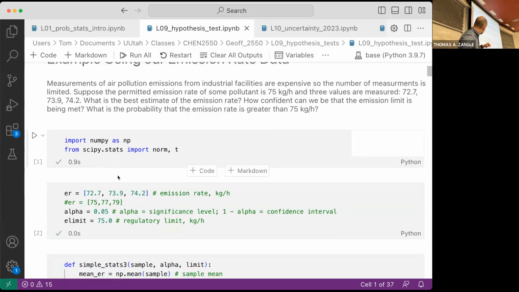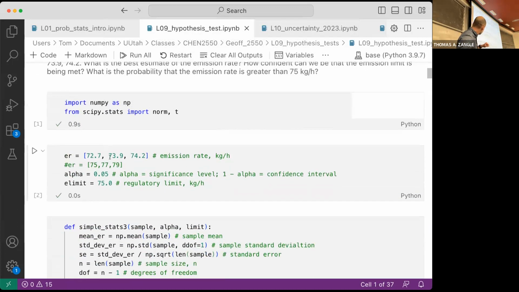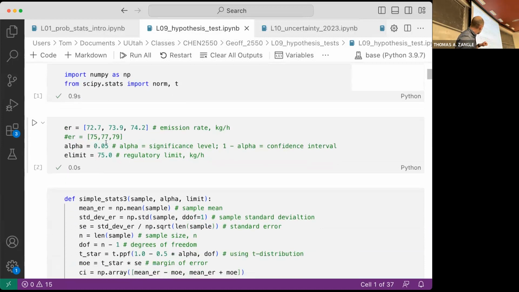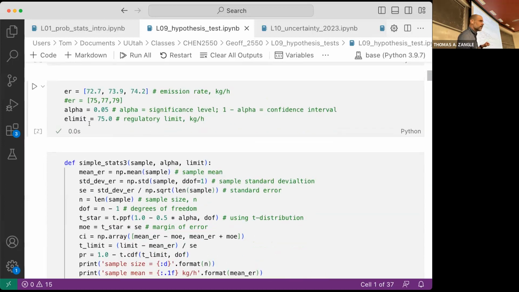And so again, we're using NumPy and SciPy. So we define our results. We're defining the significance level of 0.05, where 1 minus alpha is the confidence level. And again, we define the limit as 75. So that's what we're testing against. We're testing whether or not this set of results could come from a process that has a mean greater than that limit.